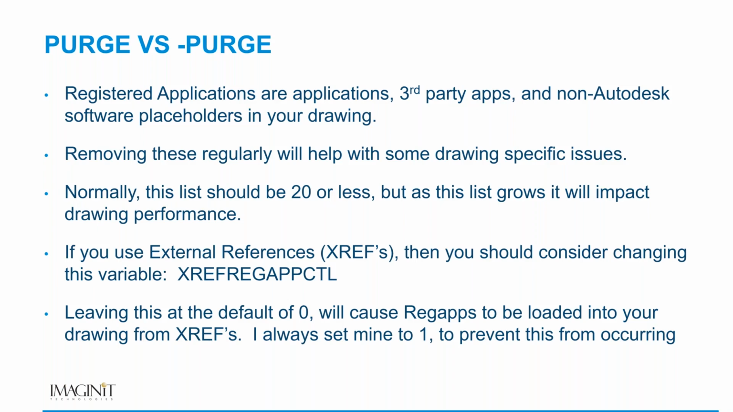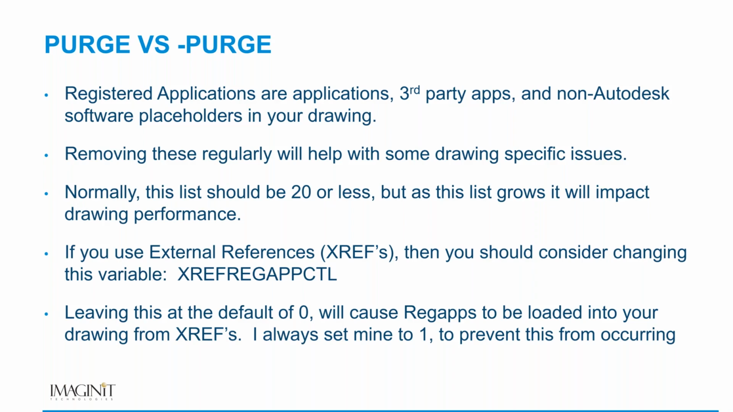That was back when, if you were going to run an audit on your drawing, you had to open up the drawing, and the first command you had to do was audit. Otherwise, you could not audit during the middle. Removing these normally when you're purging the registered applications, that list should be 20 or less, but as this list grows, it does impact drawing performance.